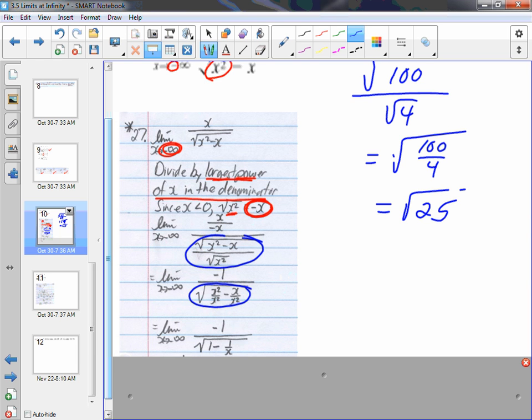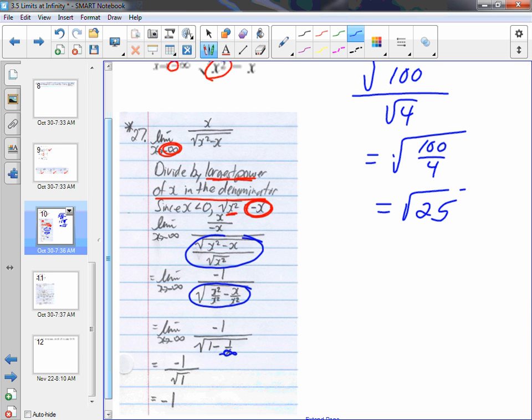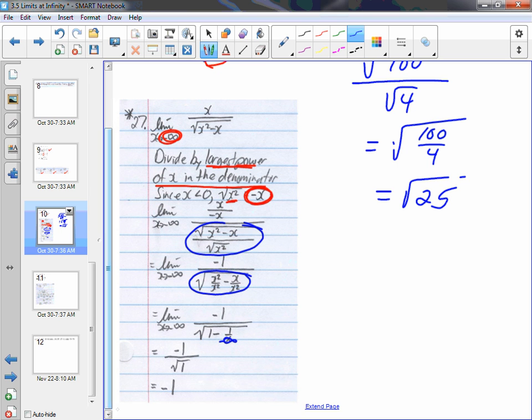And now I can figure out my limit. The limit of the numerator is going to stay negative 1. For the denominator, if I think of putting an infinity there, well, what's 1 over infinity? Well, even if it's a negative infinity, what's a constant over something going to infinity or negative infinity? 0. 1 minus 0 is 1. Square root of 1 is 1, and so our final answer, negative 1.